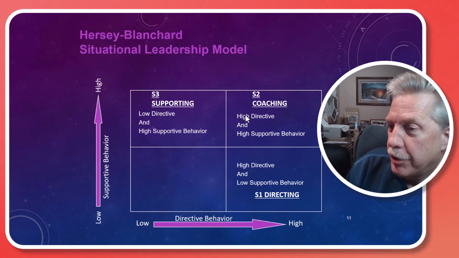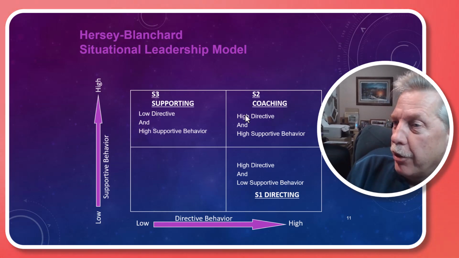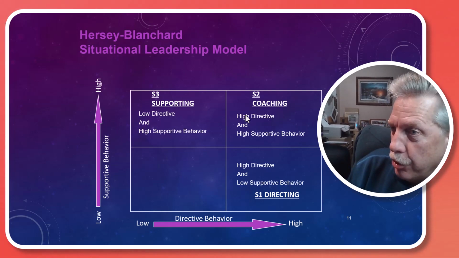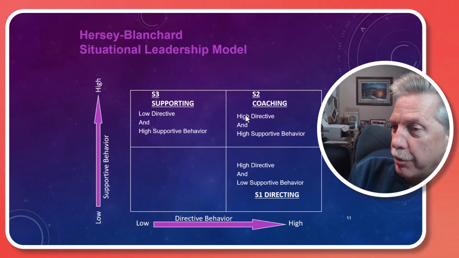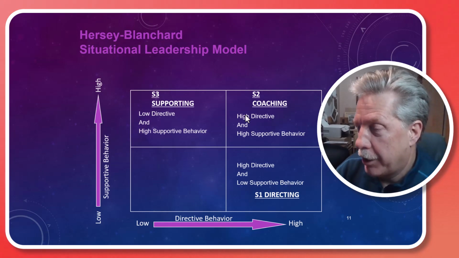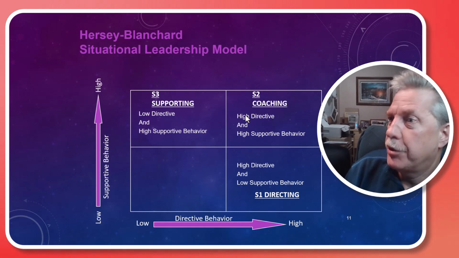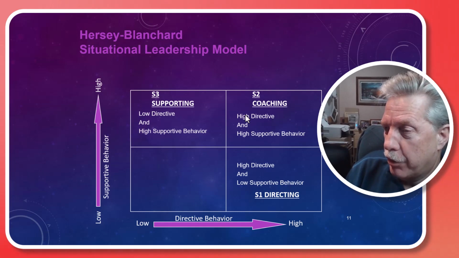The next style is supporting, where you're low directive. They don't necessarily need to know how to do the work. They just need some high support from you from a behavior standpoint so that they are motivated and you're supporting them to get the job done. They know how to do it, but they just may be disinterested at a particular time, or something going on in their family situation may affect their motivation and interest in working for a particular day or period of time.